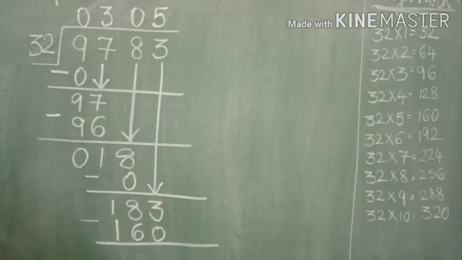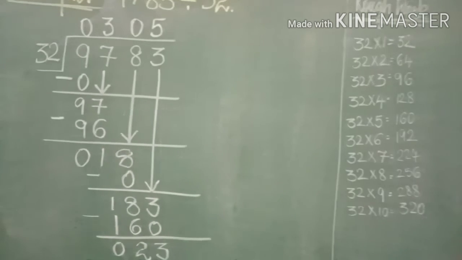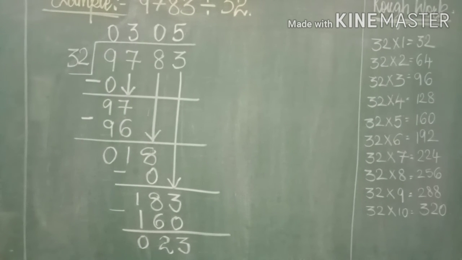And we get the last final answer. 3 minus 0 is 3. 8 minus 6 is 2. 1 minus 1 is 0. So we have got the last answer as 23.